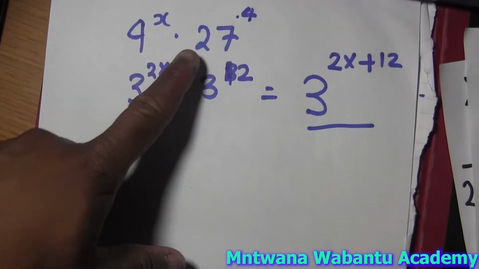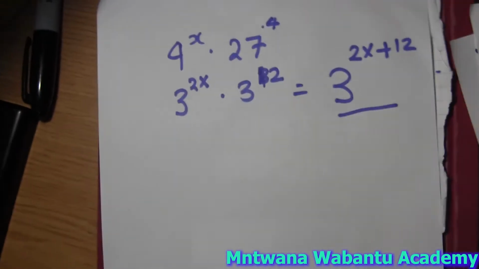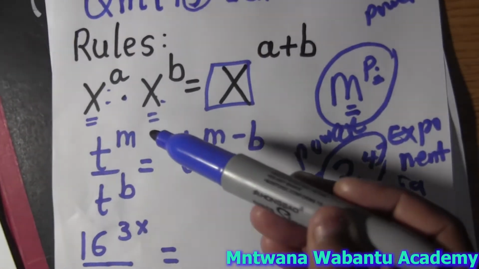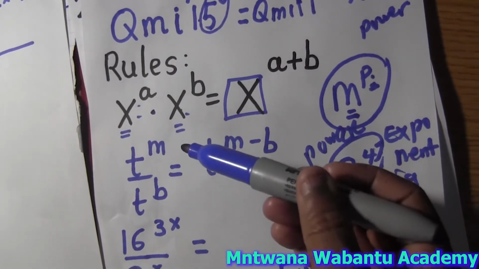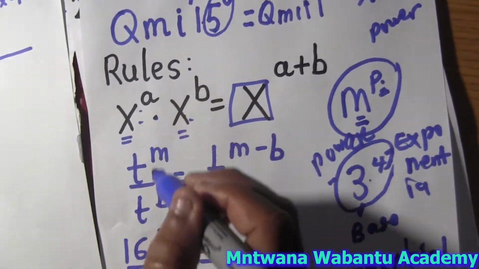So I had to break it down so it can be the same. Now let's go to the division. What happened with division? When it's division, like here, if somebody gives you t power m, t power b, the bases are the same, but it's division now.